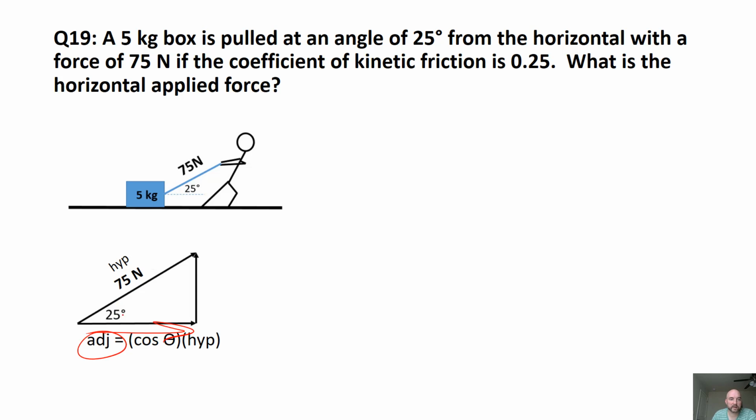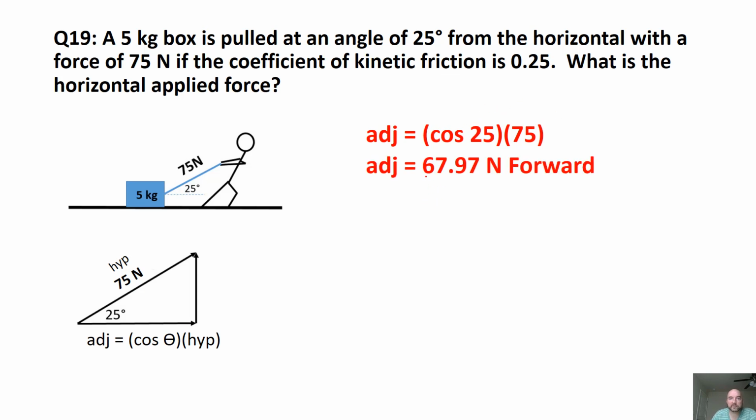This is the adjacent side of the angle, and we have our hypotenuse. So adjacent equals cosine 25 times 75. Adjacent equals cosine of the angle times the hypotenuse, which we have here. And we get 67.97 newtons forward. This is the force that's going to go into the motion, but we're going to have a frictional force that we'll have to solve, and that's what I have to do in the next step.